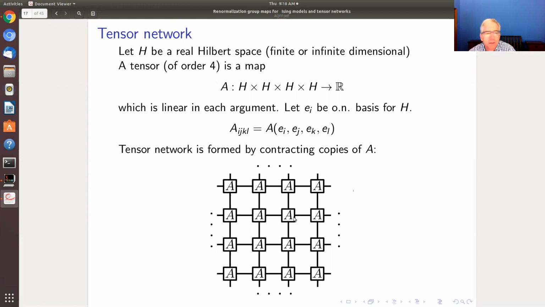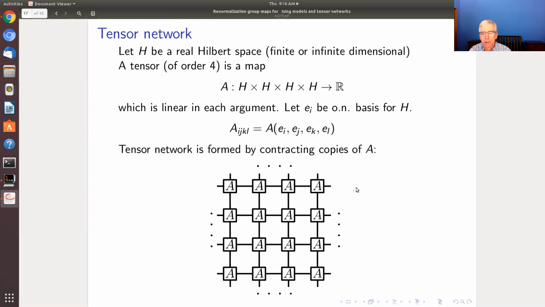Okay, so what's a tensor network? So what's a tensor? I take a real Hilbert space, could be finite or infinite dimensional, and a tensor is just a multilinear map from some number of copies of that space into the real numbers. Usually you think of the tensor in terms of its components. So the IJKL component here is given by that. I'm thinking of a tensor of order 4 here. You could do a tensor of any order, but I'm going to work on the square lattice, and the tensors will be 4-legged tensors, so to speak.